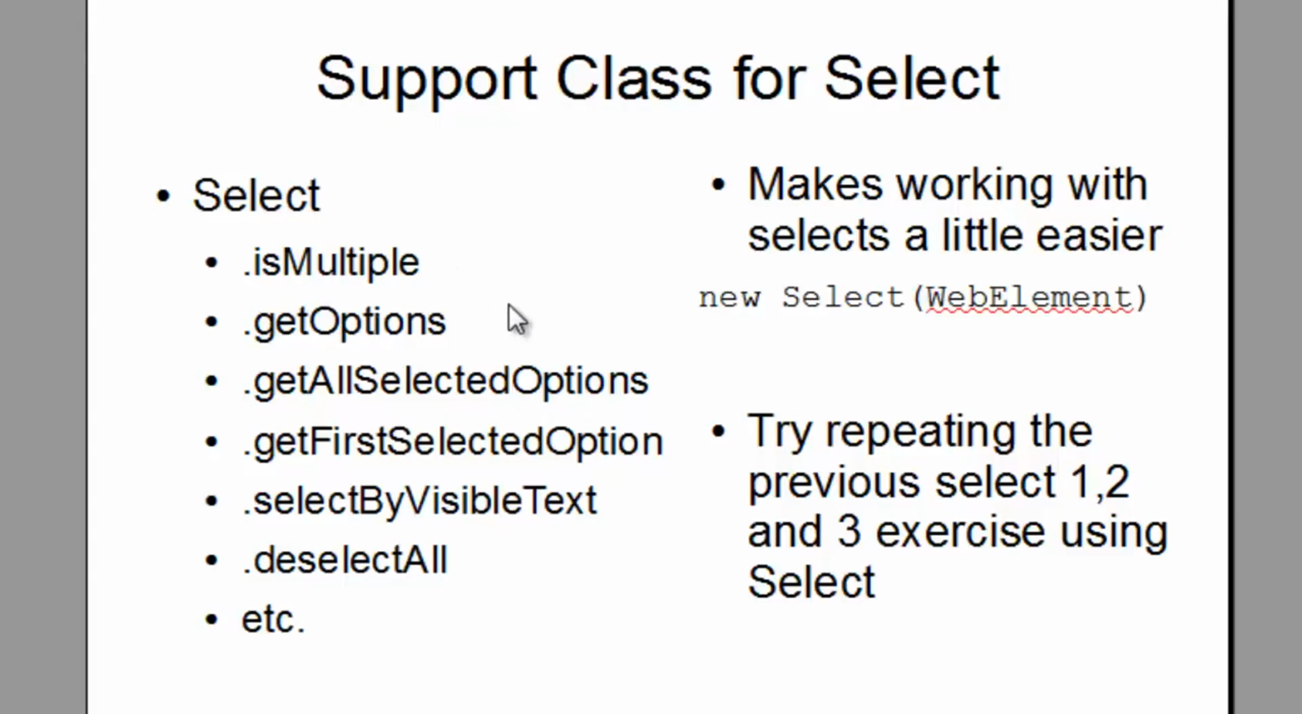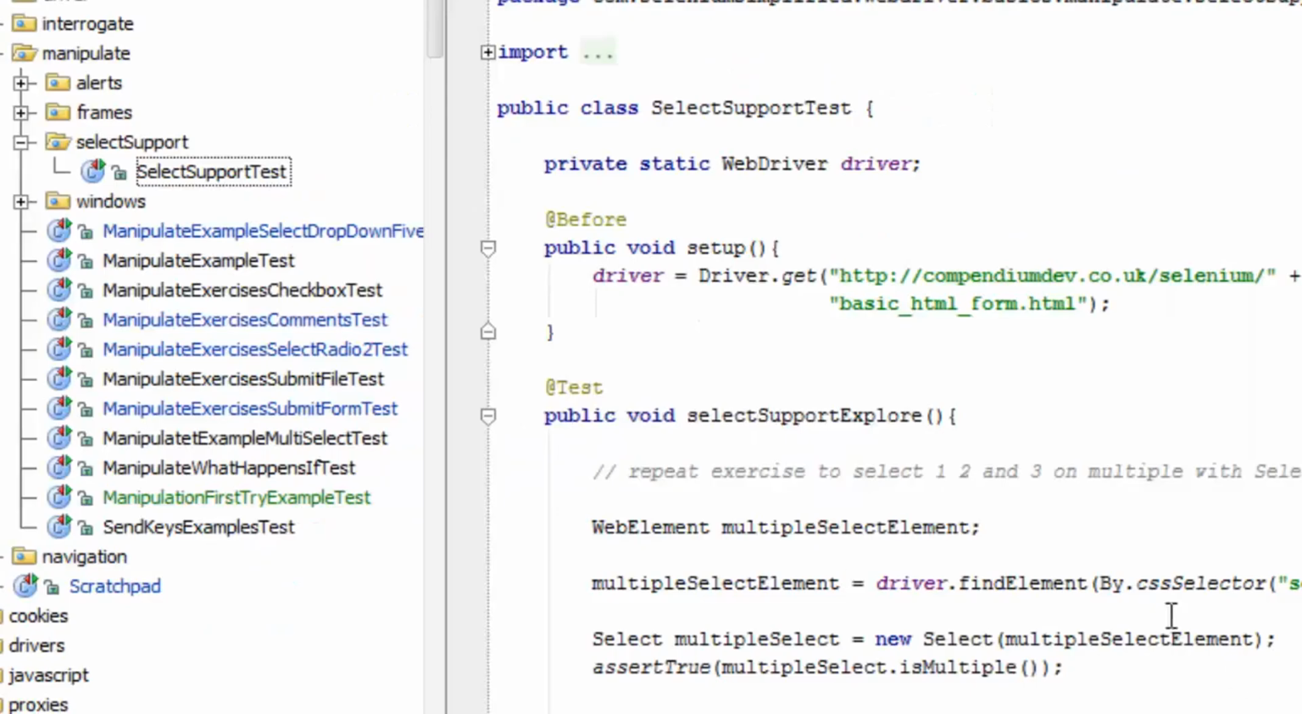You saw previously that I had to do a find elements and use a CSS for the option tag. Get options will return a list of web elements that matches the options. You can get all the selected ones. You can get the first one, deselect them all. Gives you a bunch of helper methods to work with. Let me quickly show you this in the code. I'm going to try and not give away the answer to the next exercise for you.